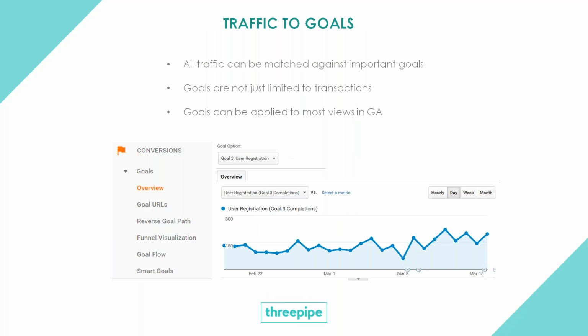And then once we have all that traffic, we want to make sure that they take the actions that we want them to take. And in GA, you can pretty much match anything against the goals that we've set. I think the key point here is that goals aren't just transactions. We can set up goals for the amount of time people spend on a website, whether they sign up to an email database, whether they browse a certain amount of pages, whether they browse a specific page.